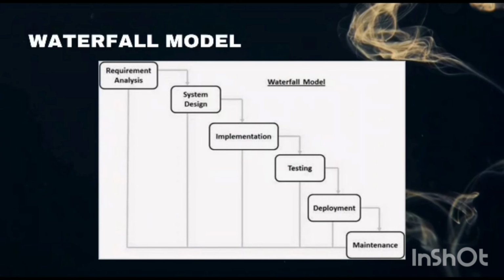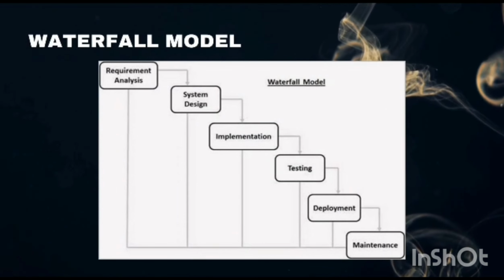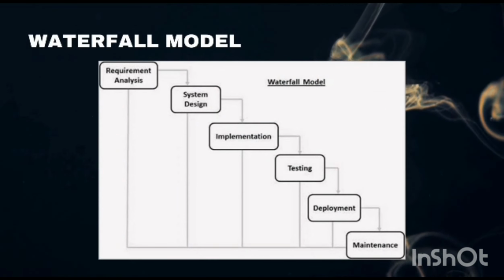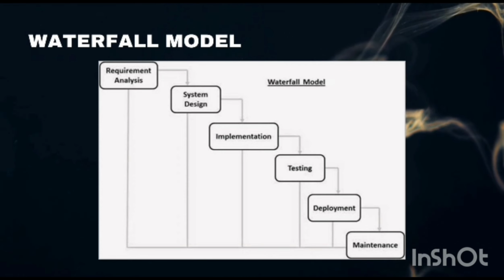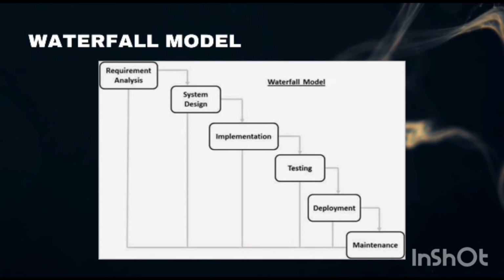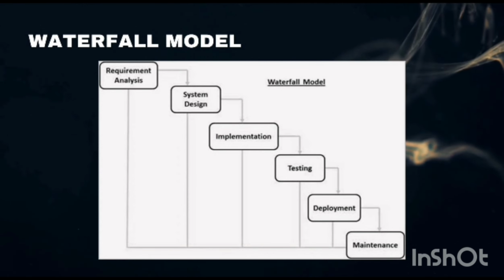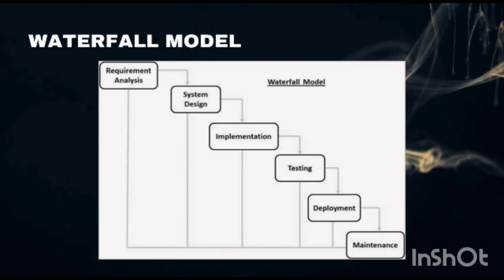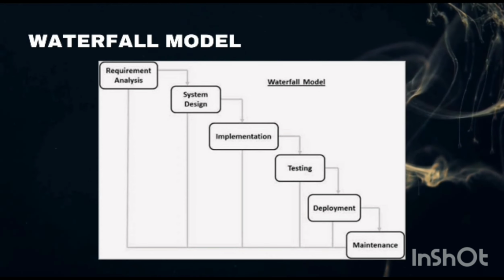So now we are going to learn about all of these models. First model is waterfall model. The waterfall model was the first process model to be introduced. It is also referred to as a linear sequential life cycle model. In a waterfall model, each phase must be completed before the next phase can begin, and there is no overlapping in this phase. First phase of the waterfall model is requirement gathering and analysis.